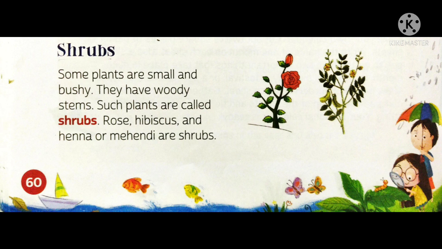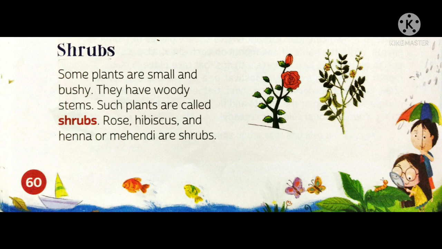So children, it's clear here that some plants are bushy. Bushy means many branches are coming out. They have a hard woody stem, means their stem is hard. It's wood, hard wood, okay? And they have many stems, and these plants are called shrubs.